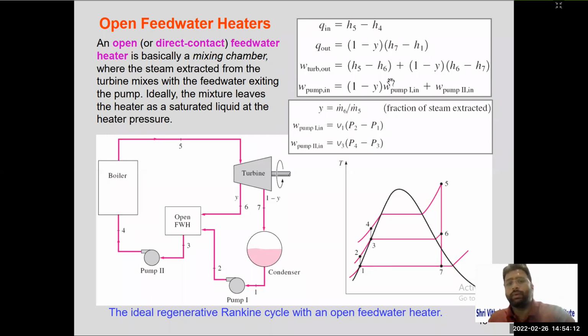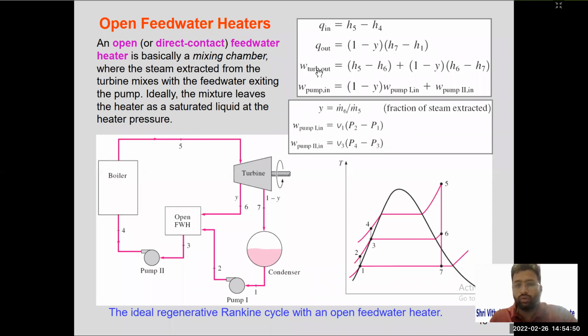What will be the total work done in the pump? Pump work 1 and pump work 2. In this case, the mass of water is 1 minus y, into pump work 1, plus pump work 2. And how to calculate pump work? Specific volume into pressure drop. So pump work 1 will be specific volume V1 into bracket P2 minus P1, and pump work 2 will be specific volume V3 into bracket P4 minus P3. Okay, so write down these formulas.